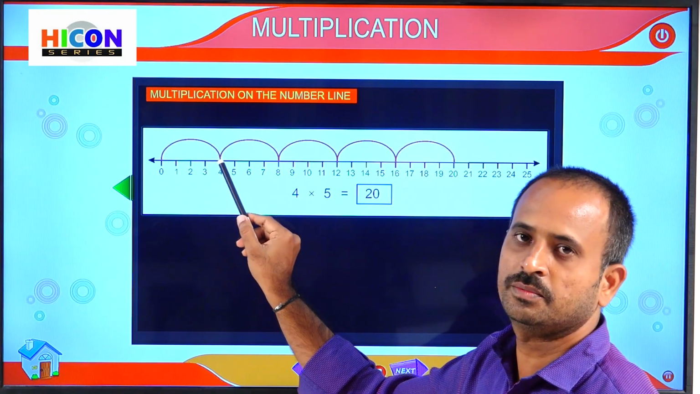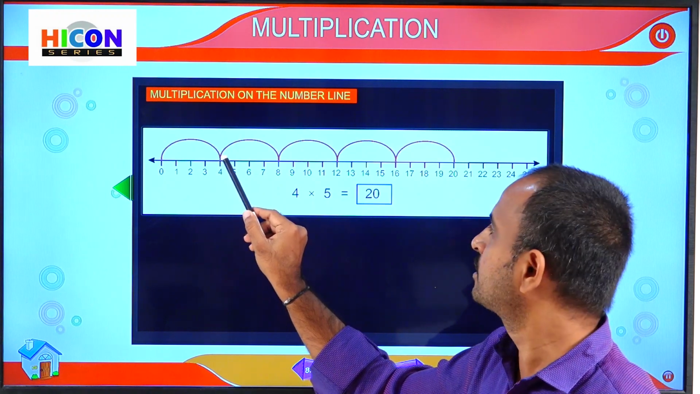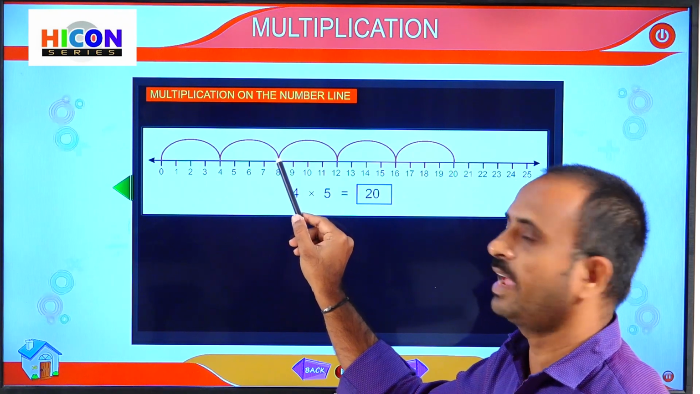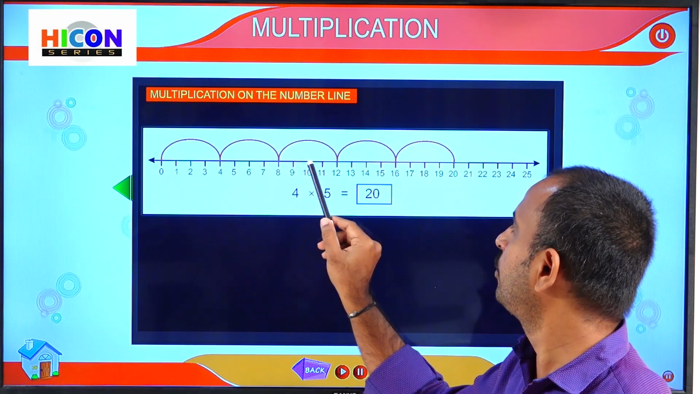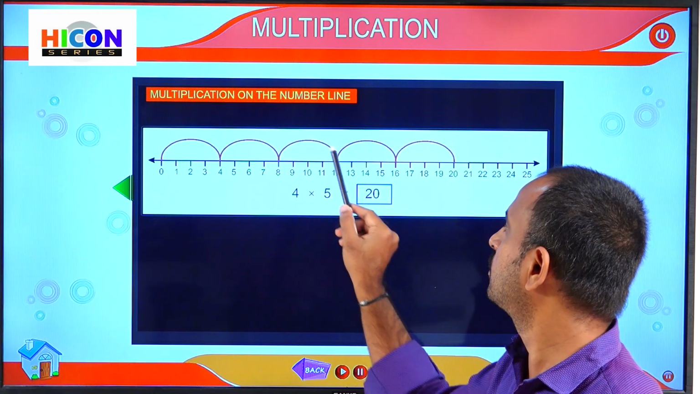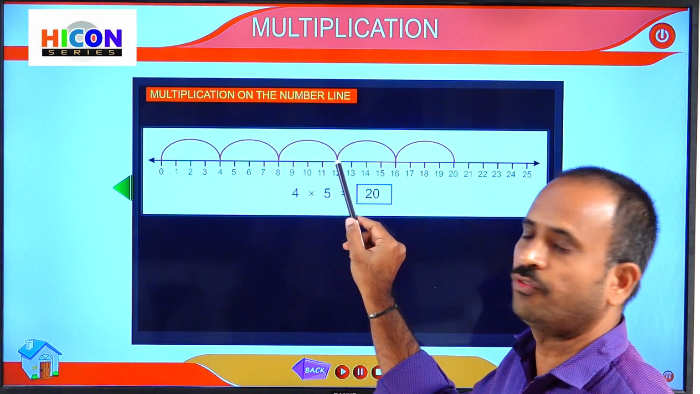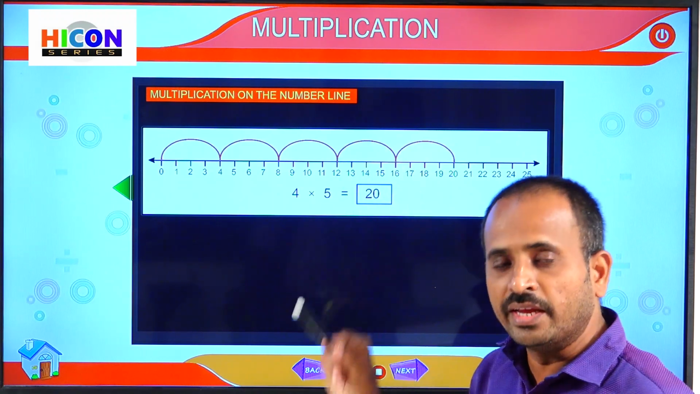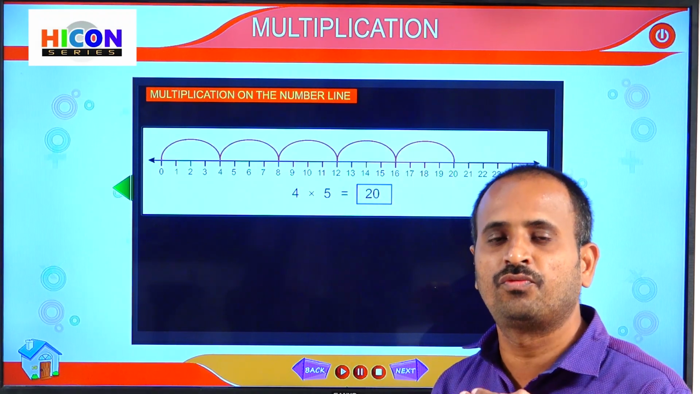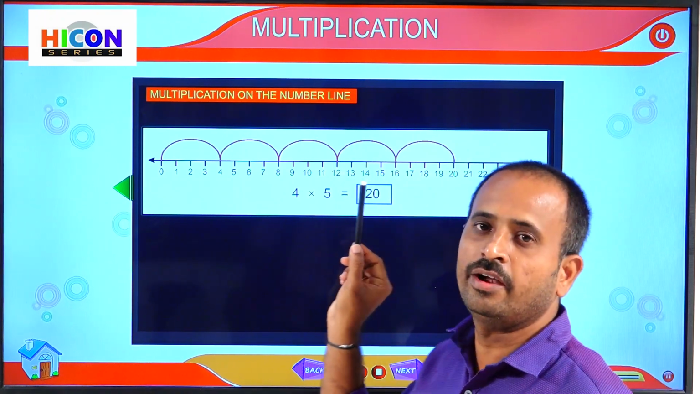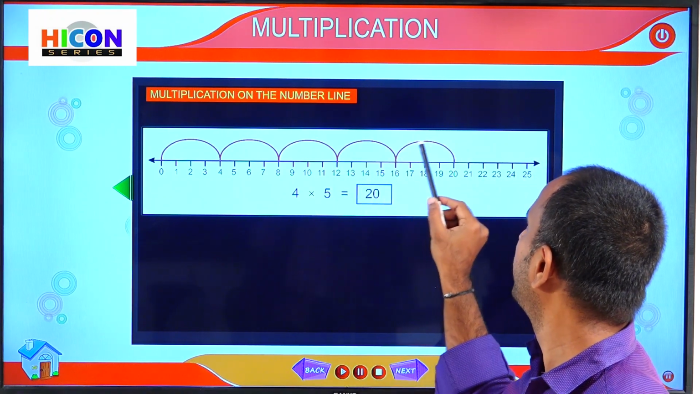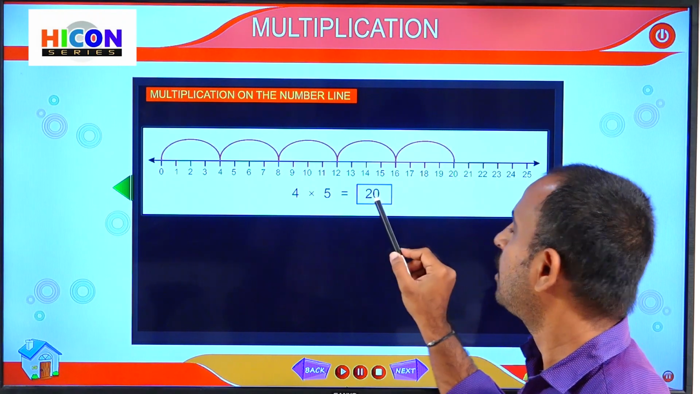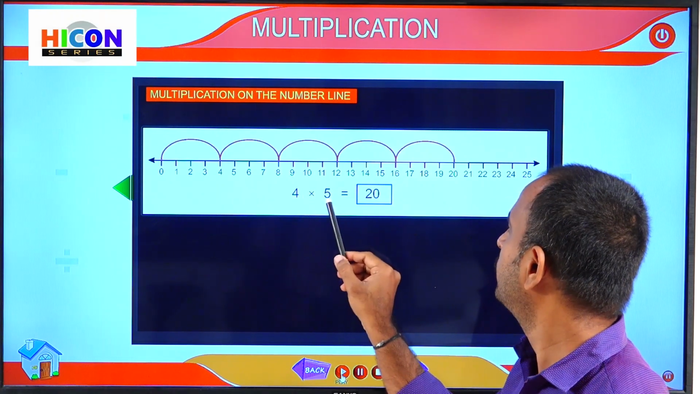So this is the first step. Again count 4 numbers. That is 1, 2, 3, 4. That is the second step. And again count 4 numbers. 1, 2, 3, 4. So that is the third step. And again count the 4 numbers. 1, 2, 3, 4. So this is the fourth step. So for each step, we cross 4 numbers on the number line. And after 5 steps, finally we have reached the number 20. And this 20 becomes the answer. That is 4 5s are 20.